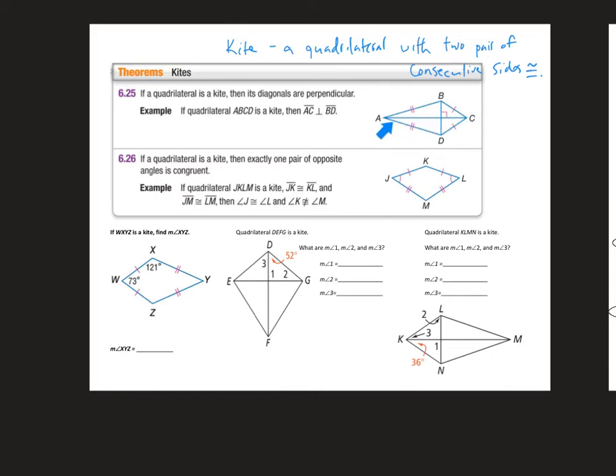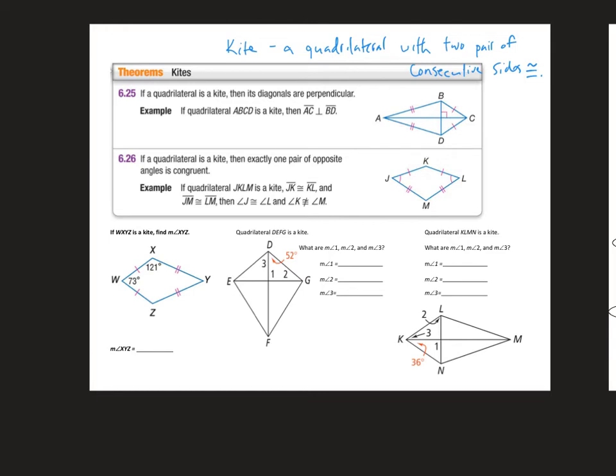So if you were to go and fly a kite and we put that kite together, these segments right there on the interior, some people call those the ribs, and we know that the ribs form a right angle. It looks like a cross. 6.26, if a quadrilateral is a kite, then exactly 1 pair of opposite angles is congruent. So here angle J is congruent to angle L. So let's take a look at our example.